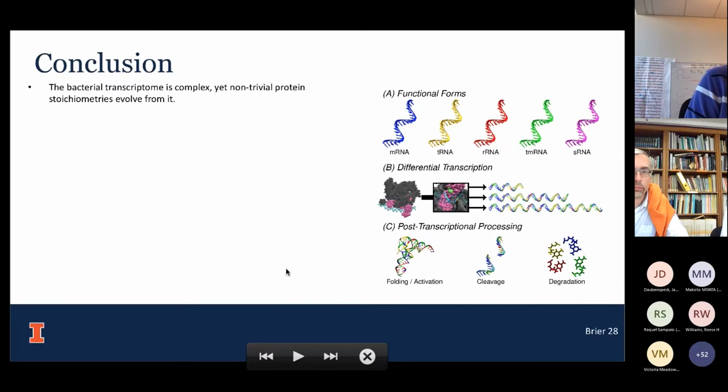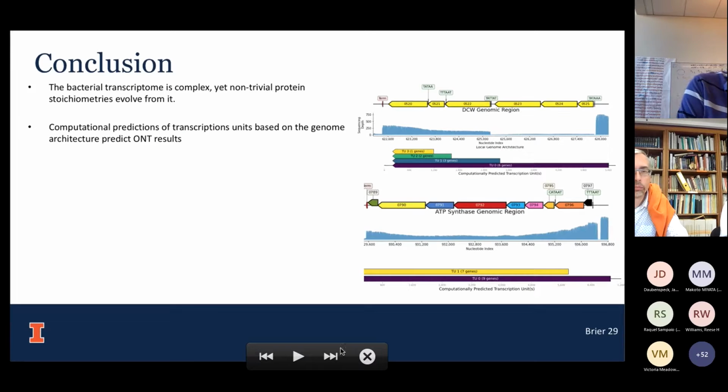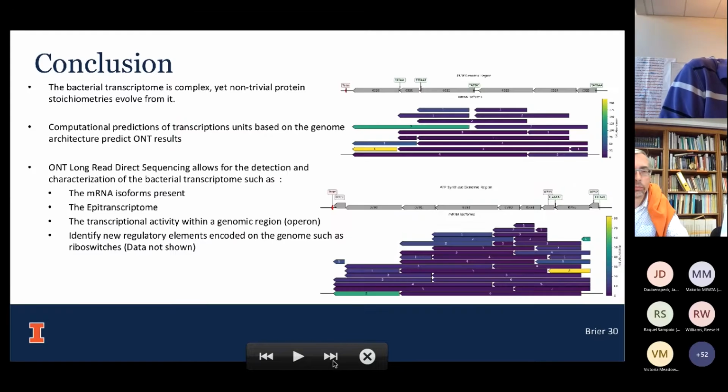With that, I just want to conclude and re-summarize some of the points. The bacterial transcriptome is very complex and has non-trivial protein stoichiometries that can evolve from it. Computational predictions of transcription units based on the genome architecture predict the Oxford Nanopore results. Oxford Nanopore direct sequencing allows for the detection and characterization of the bacterial transcriptome, and this is in multiple ways.